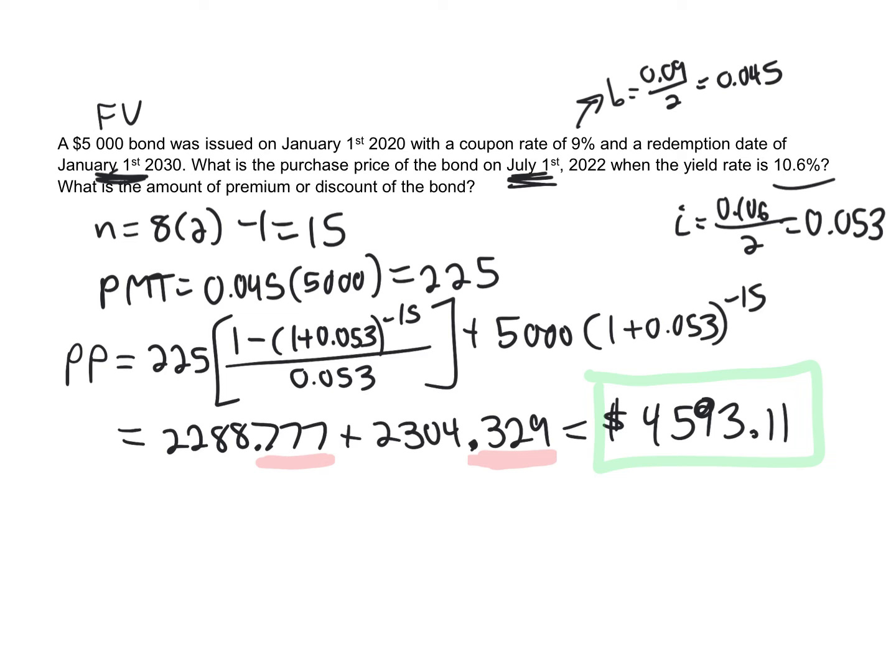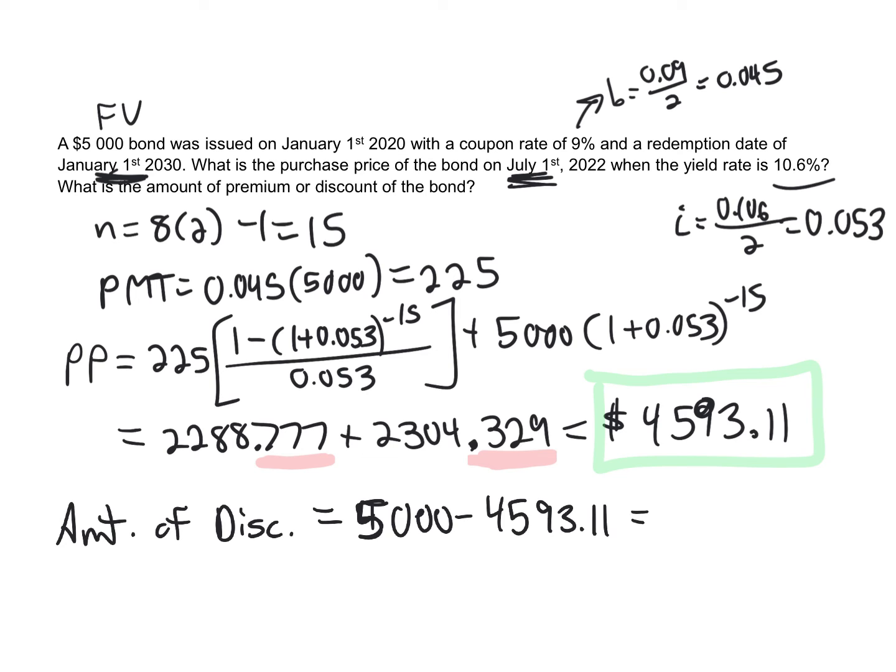All right, now we also need to know the amount of premium or discount. This time, it's an amount of discount. And it's discount because the purchase price of the bond is less than the face value. So we calculate 5,000 minus the 4,593.11, which will be $406.89. And again, this is the amount of discount this time.